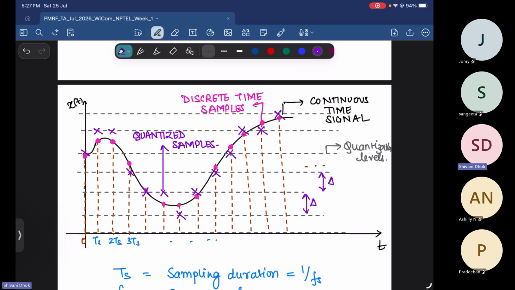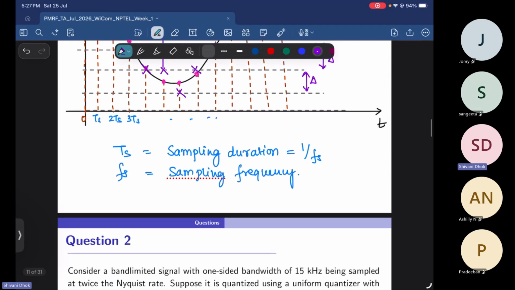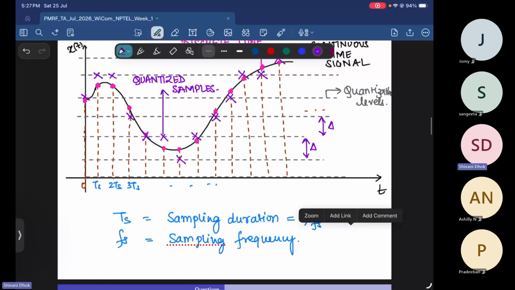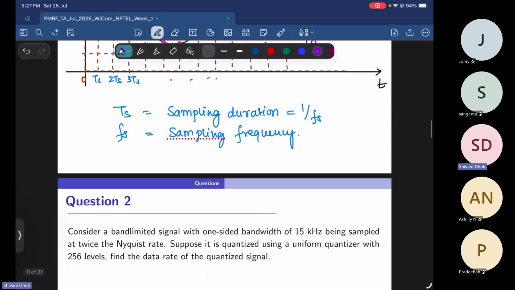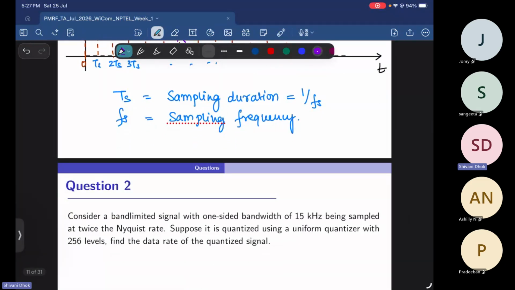So you bring in finite resolution in your system instead of the infinite precision that you get just after sampling. So what happens is you have a continuous time signal, you sample it in time, you sample it in amplitude, and then you get your quantized signals, and then you assign bits to those quantized signals and you transmit those bits.